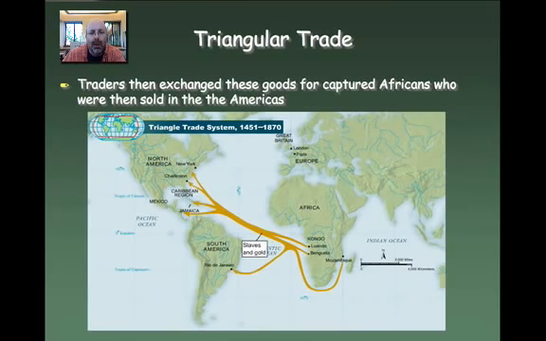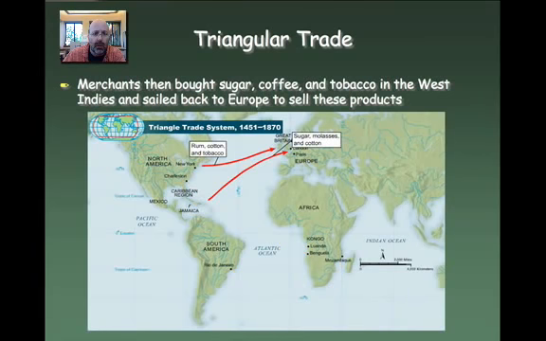Okay, and then the traders exchange these goods for captured Africans who were then sold in the Americas. So they would trade the goods for captured Africans who were then turned into slaves, and those slaves, and gold, if they paid gold for those manufactured goods, would then be shipped to either South America, the Caribbean region, or even into North America itself. And then the merchants that bought that sugar, coffee, and tobacco in the West Indies would then sail back to Europe to sell these products.